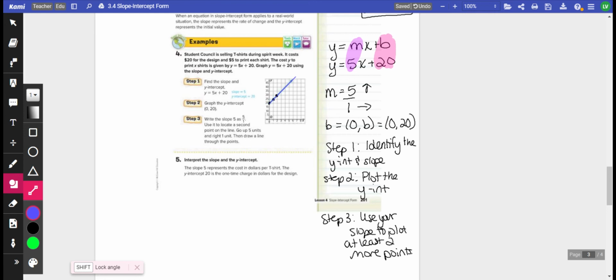All right, number 5. Interpret the slope and the y-intercept. The slope 5 represents the cost in dollars per t-shirt. The y-intercept 20 is the one-time charge in dollars for the design. So again, we're taking the information from the previous problem, where the slope was 5, and again, that represents the cost in dollars per t-shirt, and the y-intercept is 20, the one-time charge in dollars for the design.